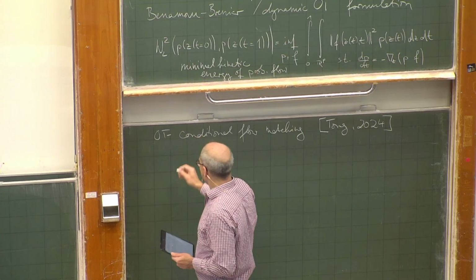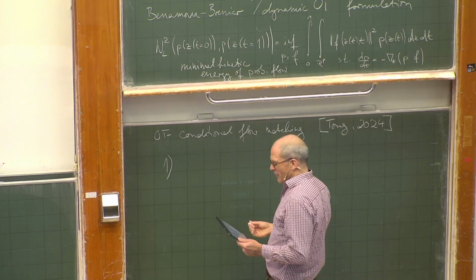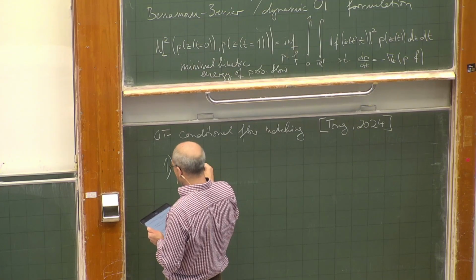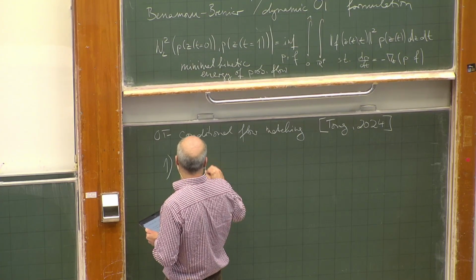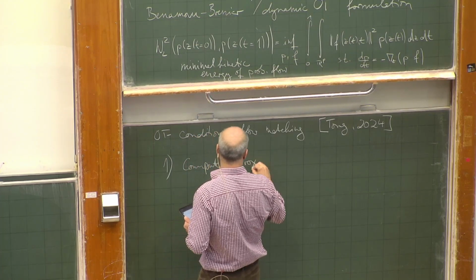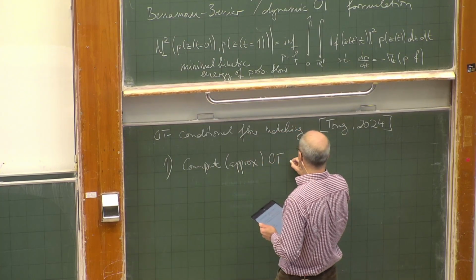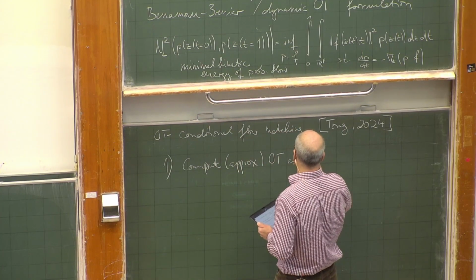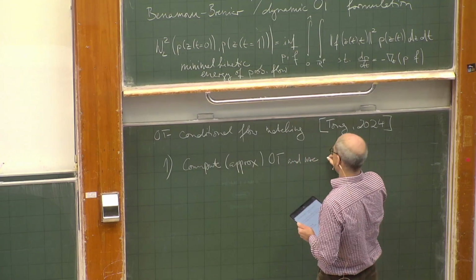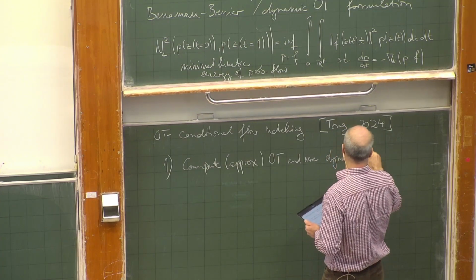And the basic approach is the following. If we have a training sample for which we want to learn the flow, we compute the approximate optimal transport, and then use this Benamou-Brenier. We use the dynamic OT formulation.